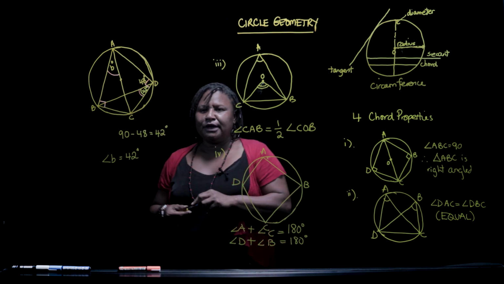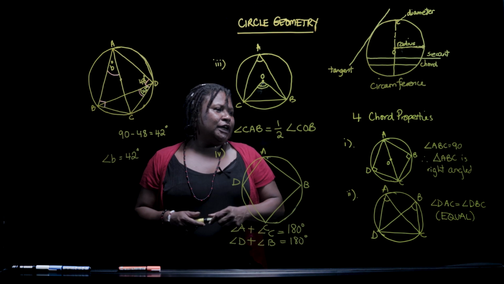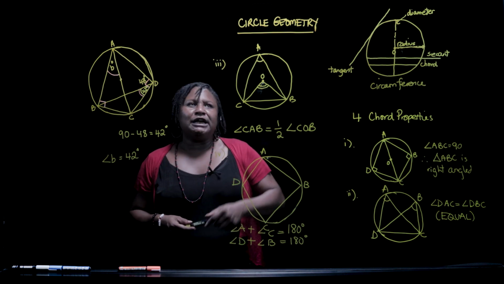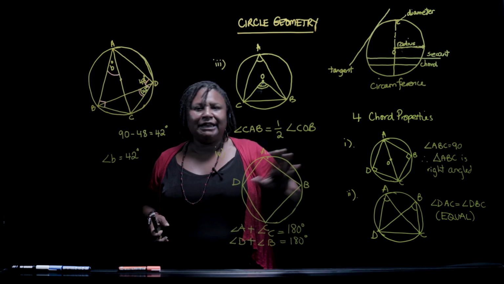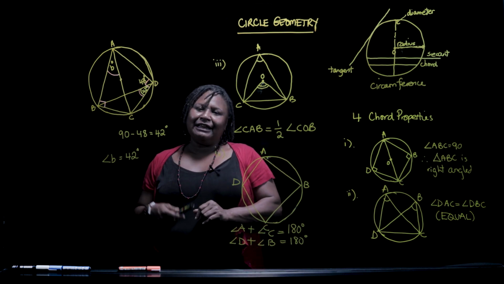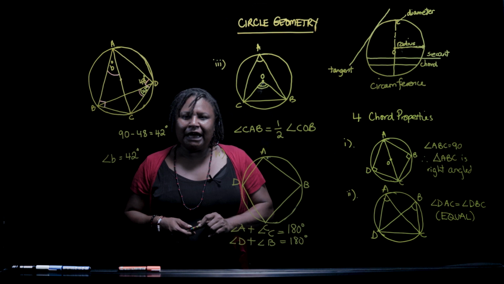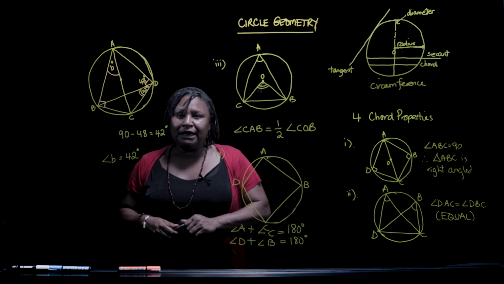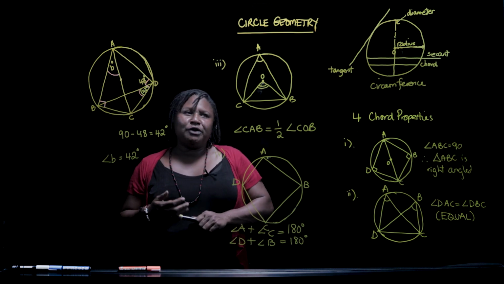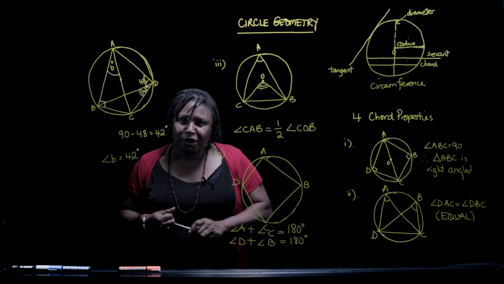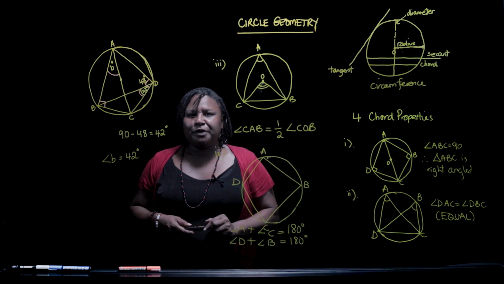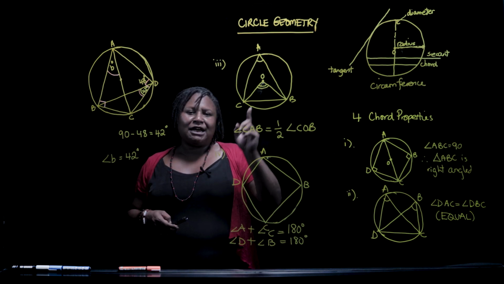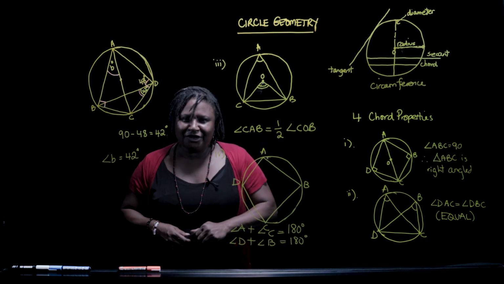Now, as we go a little bit more into circle geometry, you will see where we apply the other properties. That brings us to the end of the lesson. I hope you have learned something. In our next lesson, we are going to look at the tangent properties. The tangent is this line here. So we are going to look at the properties associated with the tangent.